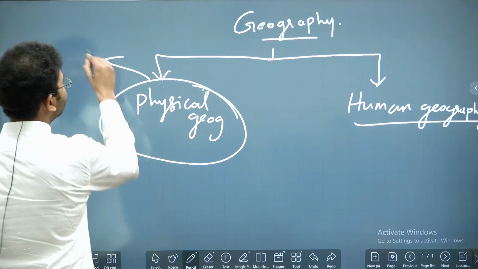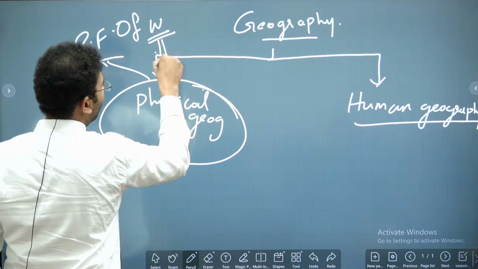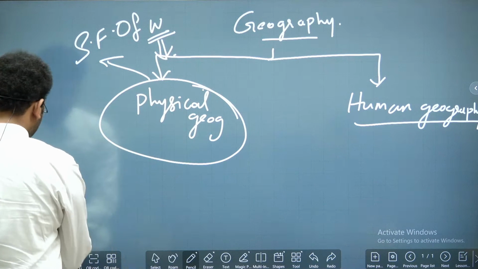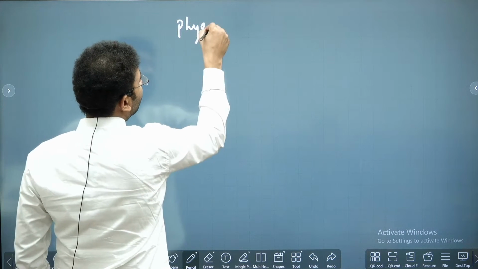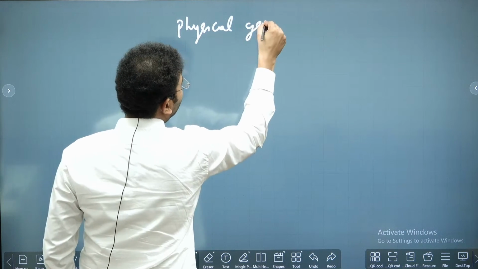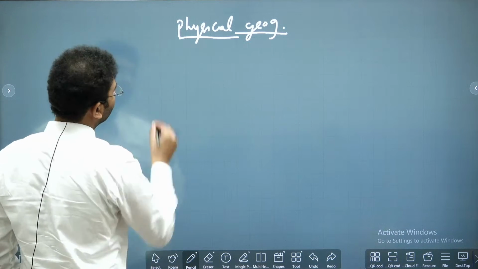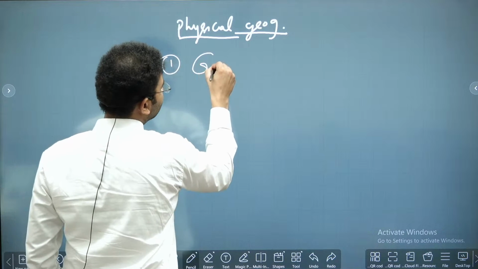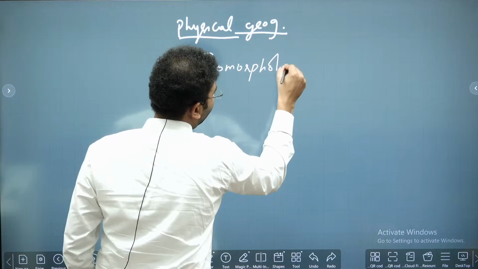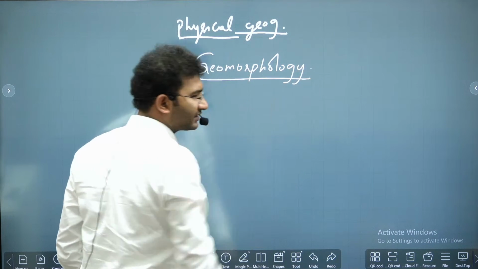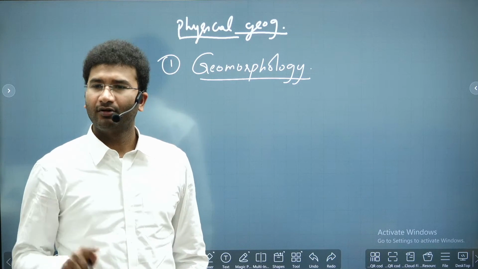And it is salient features of world physical geography. This is taught. Now what do you mean by physical geography? Let's see. Physical geography includes this physical geography. It will tell you that firstly, it has geomorphology. Now, before I discuss geomorphology as a subject, I'll give you the list of books that you have to read.